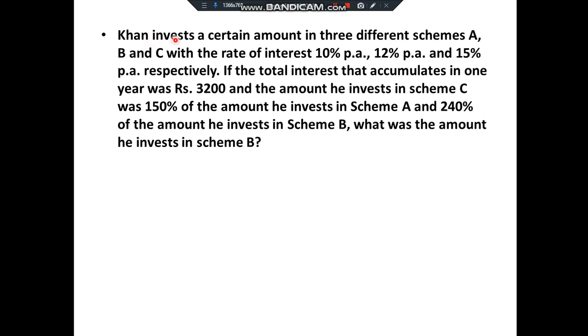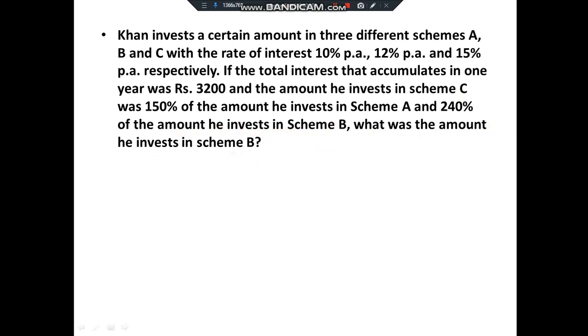Khan invests a certain amount in 3 different schemes A, B and C with the rate of interest 10, 12 and 15% per annum respectively. If the total interest that accumulates in 1 year was rupees 3,200 and the amount he invests in scheme C was 150% of the amount he invests in scheme A and 240% of the amount he invests in scheme B, what was the amount he invests in scheme B?